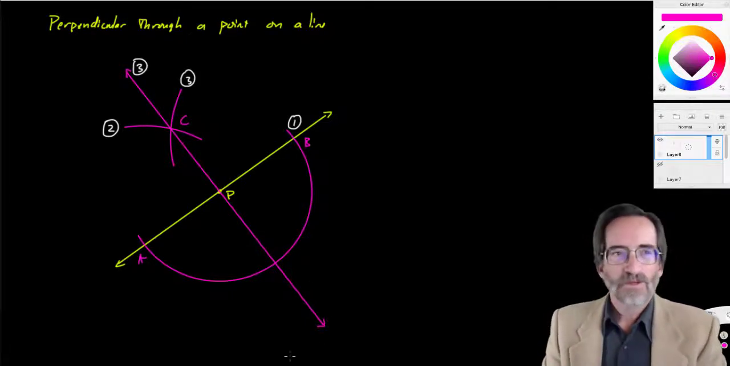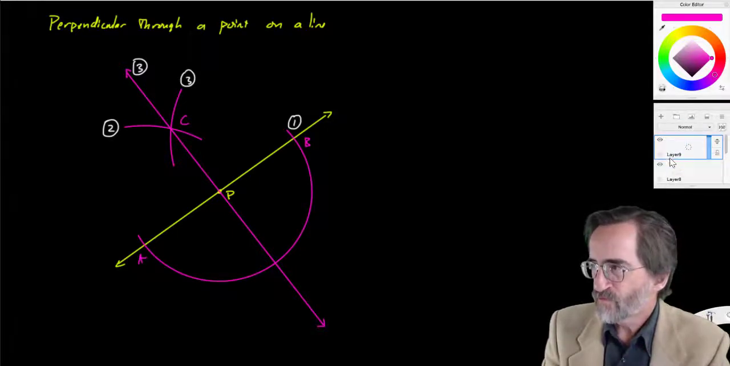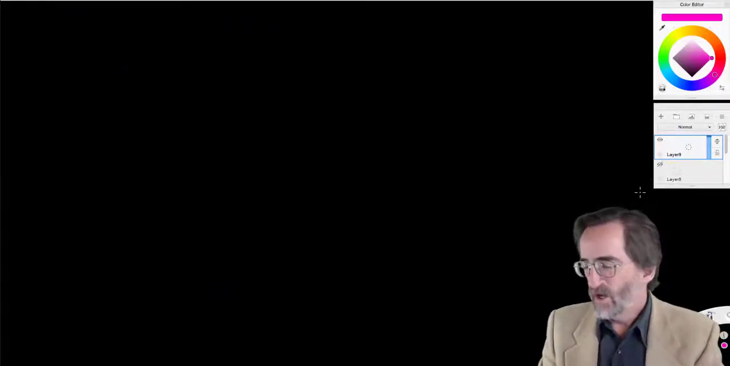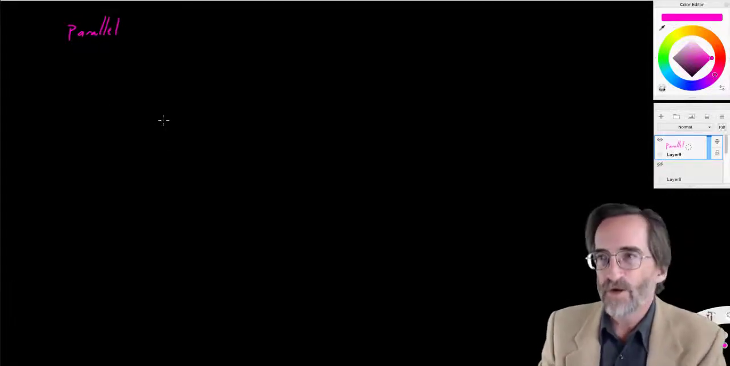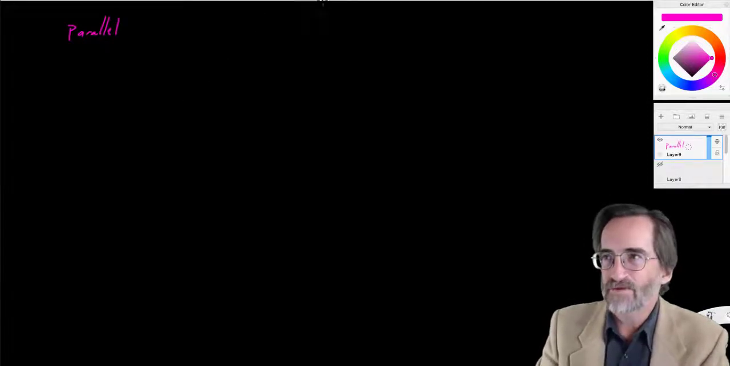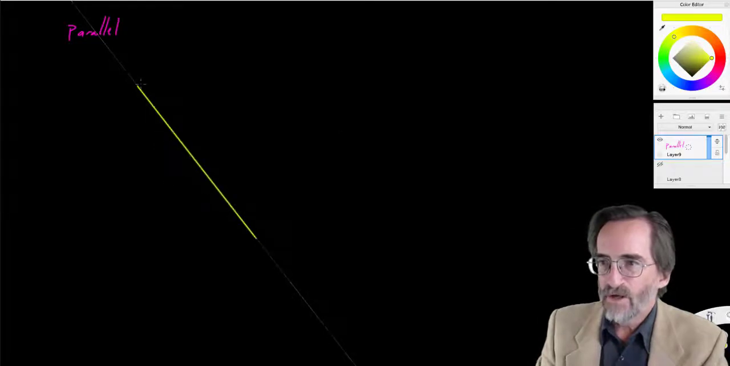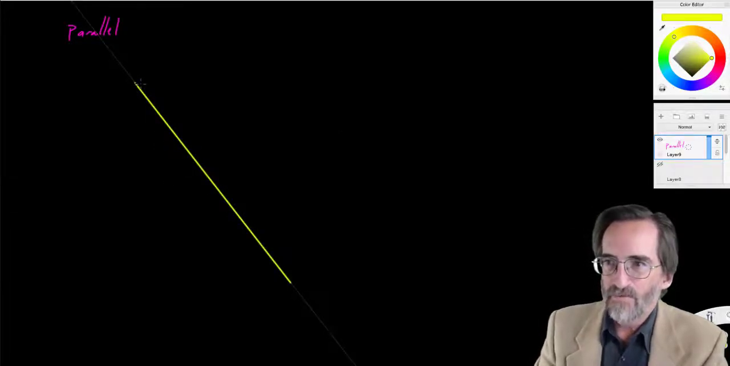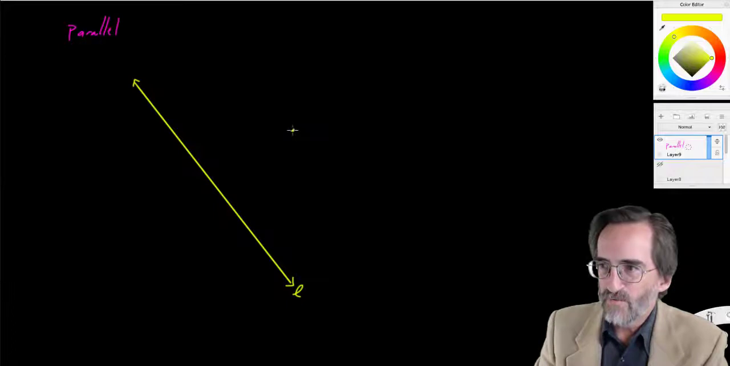Okay, so another construction here, one more construction, actually two more in this lesson. I'm going to construct a parallel through a point not on a line. Now, it would be meaningless to construct a parallel to a point on a line, because that would simply make the same line all over again. A line parallel to a line through a point on the line would simply be drawing the line right on top of itself. So here's a point, we'll call it P.